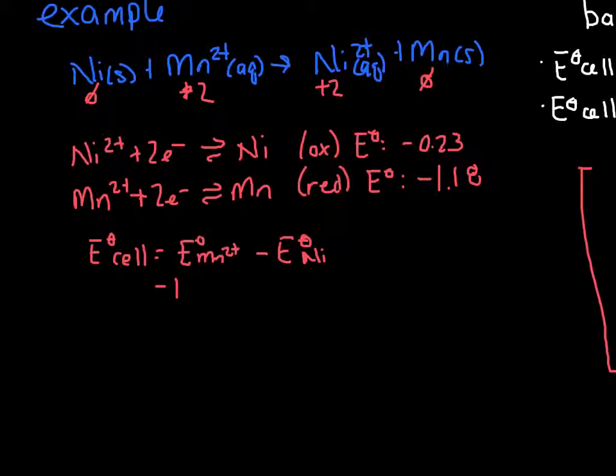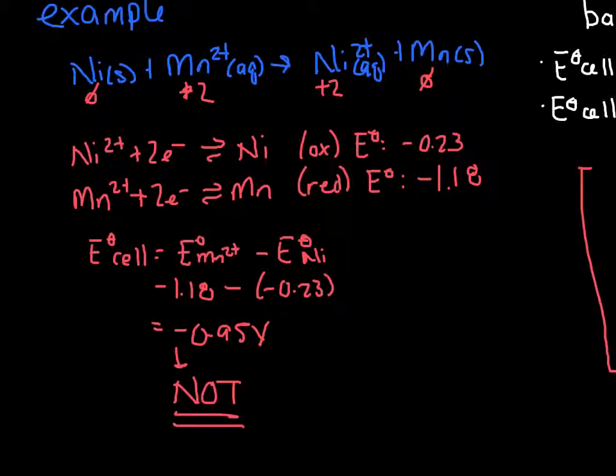Substitute the values: negative 1.18 minus a negative 0.23. We get negative 0.95 volts. Because of the negative value, this is not spontaneous. Therefore, as we could have correctly deduced from the way it was written and the fact that the manganese had an E value lower than that of nickel, we could have predicted that outcome. The way in which it's written is not spontaneous. Therefore, the reverse reaction would be.